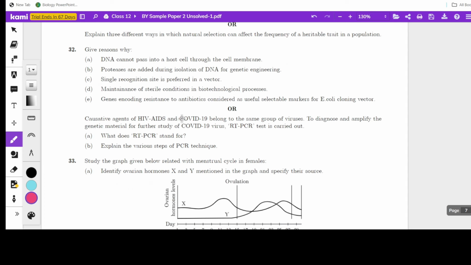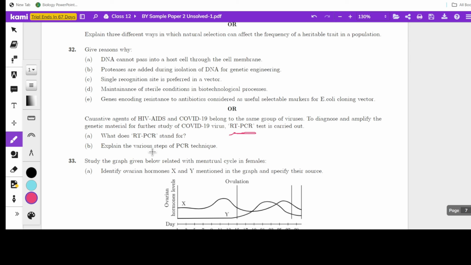Causative agents of HIV, AIDS and COVID-19 belong to the same group of viruses. To diagnose and amplify the genetic material for further study of the COVID-19 virus, RT-PCR is carried out. The term RT-PCR is quite familiar to all of us now. What does RT-PCR stand for? We know PCR is polymerase chain reaction, and RT is reverse transcription polymerase chain reaction.